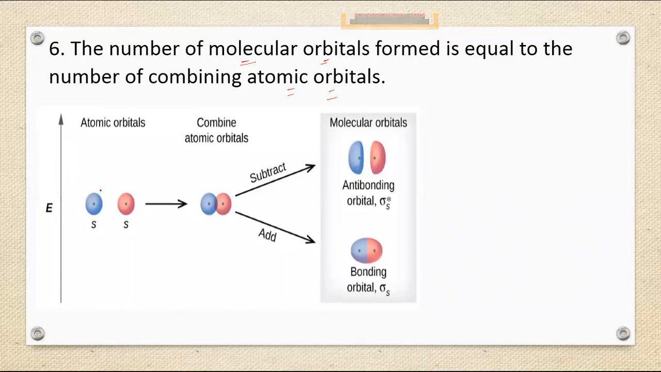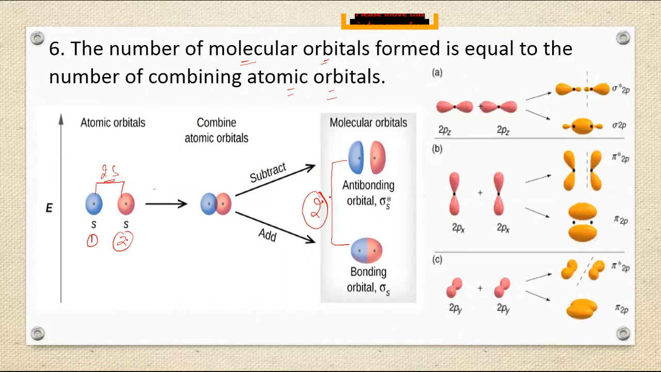Observe here, two s orbitals are involved. This is 1 and 2, and they will form two molecular orbitals. Similarly here, pz, px, py orbitals overlap. So how many atomic orbitals overlap here? 2, 2 and 2, that is 2 plus 2 plus 2. How many? 6. So here 6 atomic orbitals overlap.